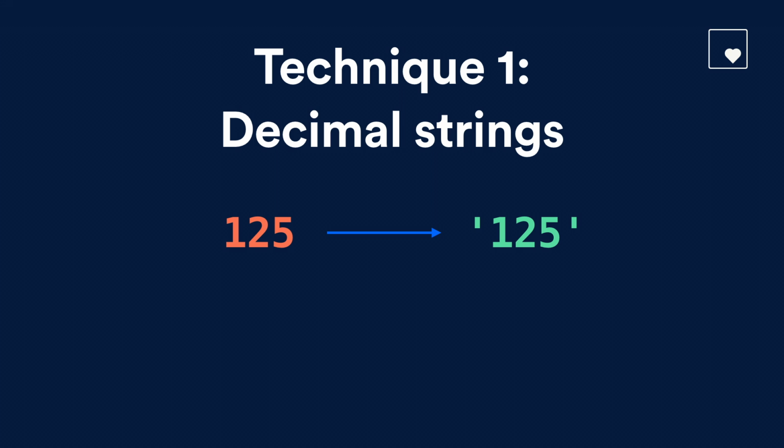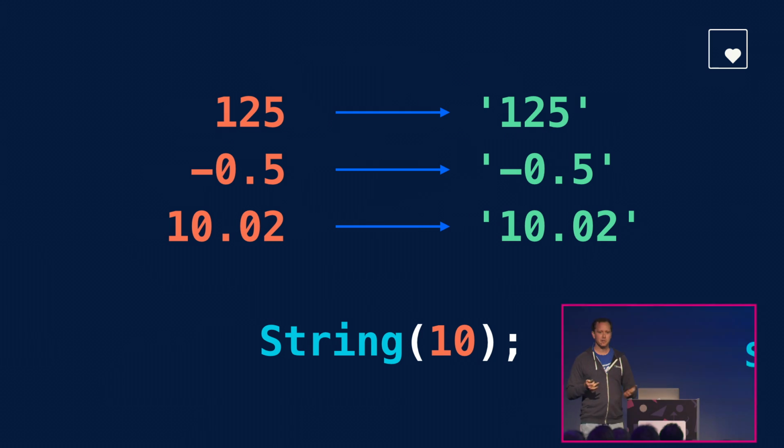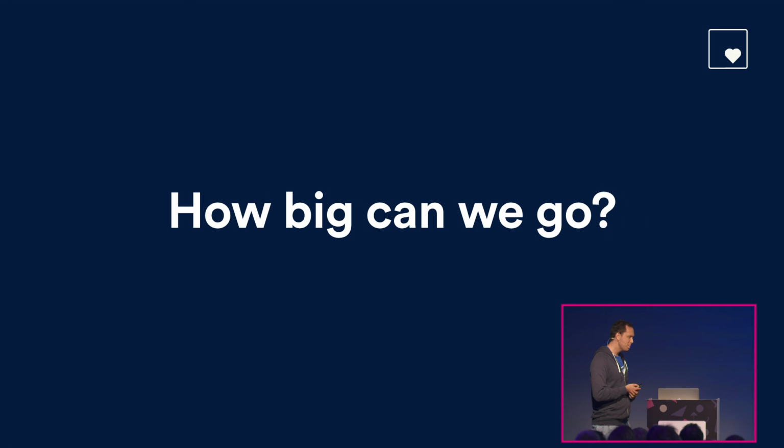This is my first technique, and this is probably the most basic, but very interesting technique, and that's converting numbers into strings. So say we have the number 125, we simply convert it to the string 125. This is really easy to do. All we do is we take a number and we convert it to a string. This is sort of the format of that system. By doing this simple trick, how big can we go?